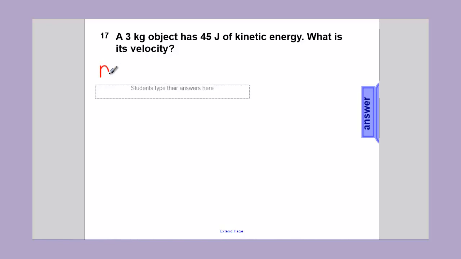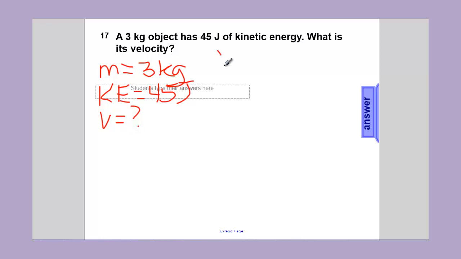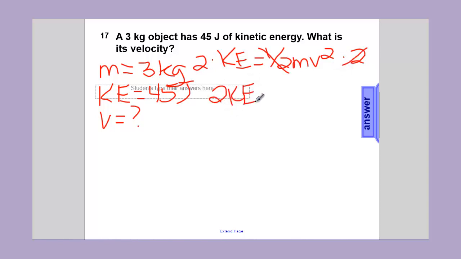So now we've got a 3 kilogram object which has 45 joules of kinetic energy, so our KE equals 45. And they want to know about velocity. So again, we start with our equation. We want to cancel out that half, so we're going to multiply by 2. And we've got 2KE equals mv squared.